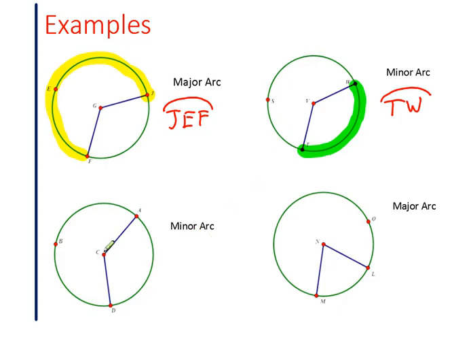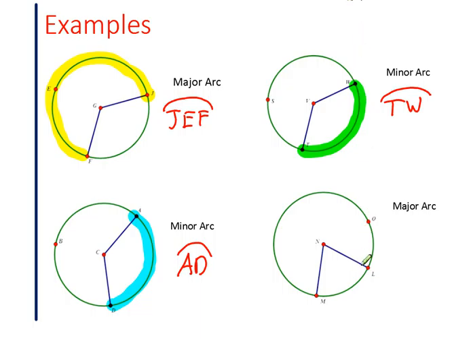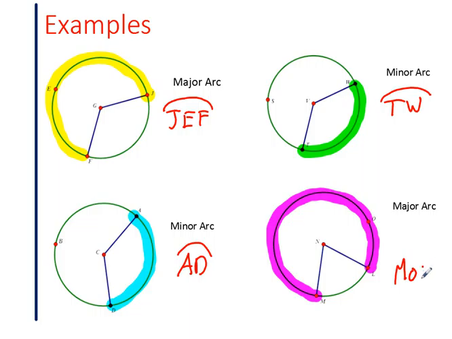Let's find a minor arc in this. The shorter distance is not from A traveling over to B, but from A traveling to D. AD is the minor arc. And the major arc in our last example would not go from M to L. We need to travel a greater distance. So going from M around, passing through O, and ending in L. M-O-L.